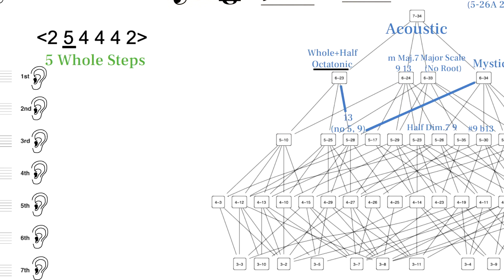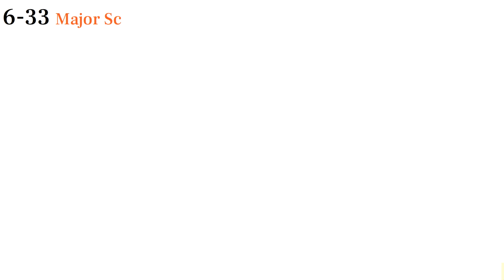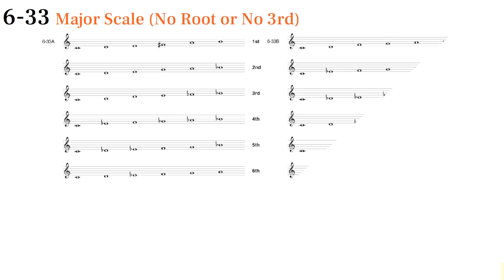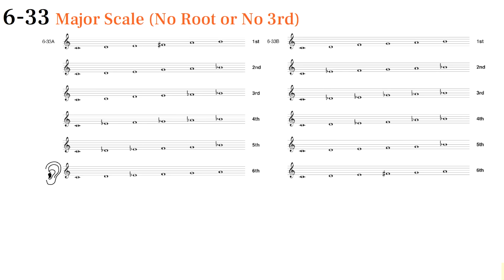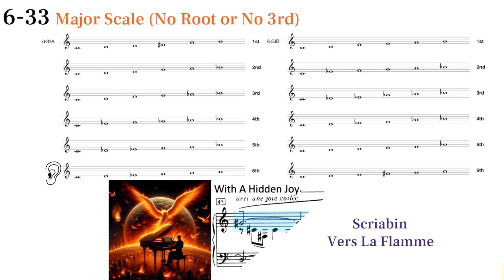6-33 is shared in common with the diatonic set, which we might think of as a major scale without the root or without the third. Here's another example from Vers la Flamme where Scriabin uses a spread out voicing of 6-33 with fifths at the marking with veiled joy.